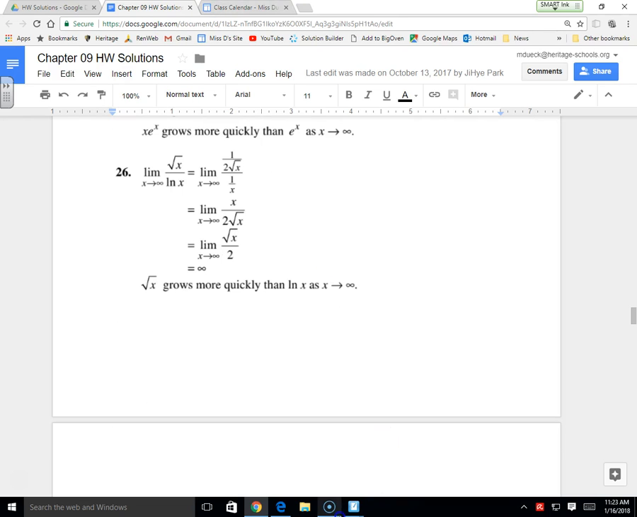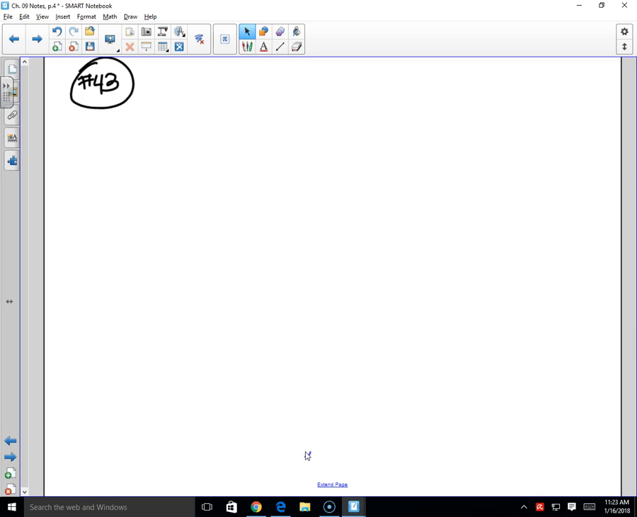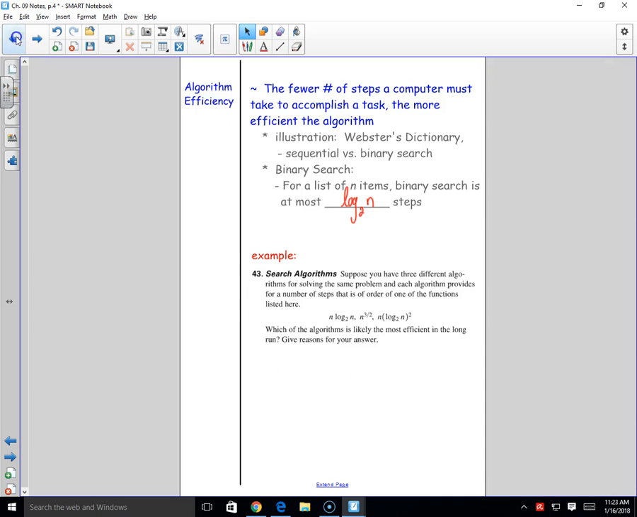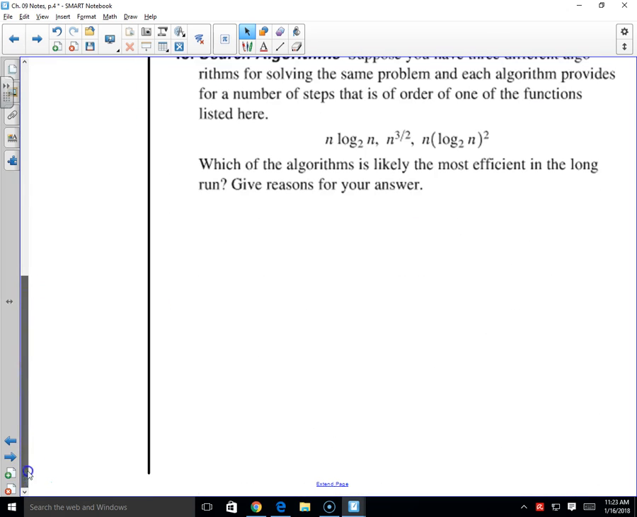Number 43. Corey, did you find it? Yeah. Okay, what's going on, bud? You have to find which of the algorithms is the most efficient, and it's n log base 2 of n. Let's see if I have it. It's in the notes. Oh, I do have this. Okay. That one. We didn't do it, so let's go and look at it. Yay. Thanks for finding it.